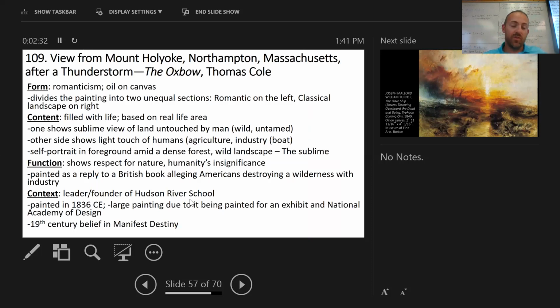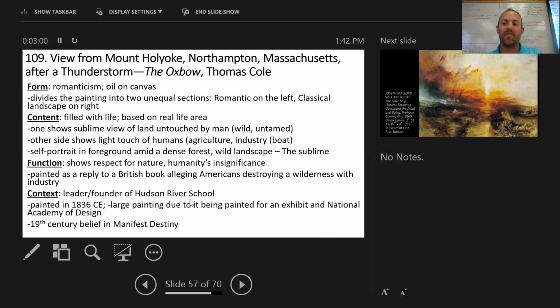This is referred to as the Oxbow because the river is making an oxbow. It's a good example of Romanticism due to the obsession with nature that we see with many Romanticists, oil on canvas. This painting is divided into two sections: the Romantic on the left and the classical landscape on the right. The Romantic side is very dark, it's dreary, it's emotional.